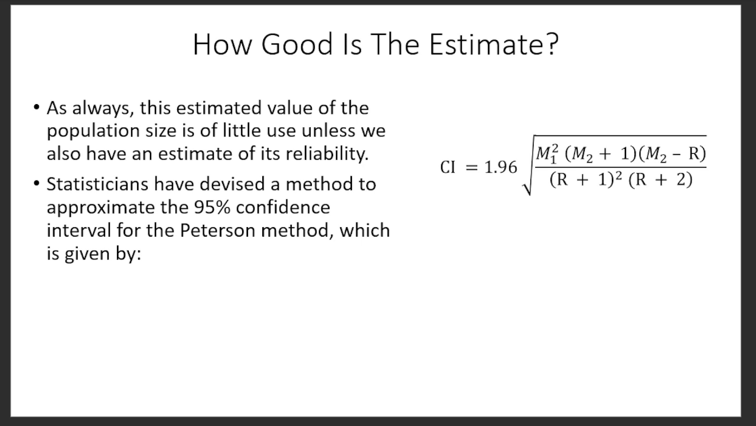So, how good is the estimate? As always, the estimated value of the population size is of little use unless we have an estimate of its reliability. There is an approximate 95% confidence interval for the Petersen method, which is given by the equation on the side. That's how you would calculate your confidence interval for this setup.